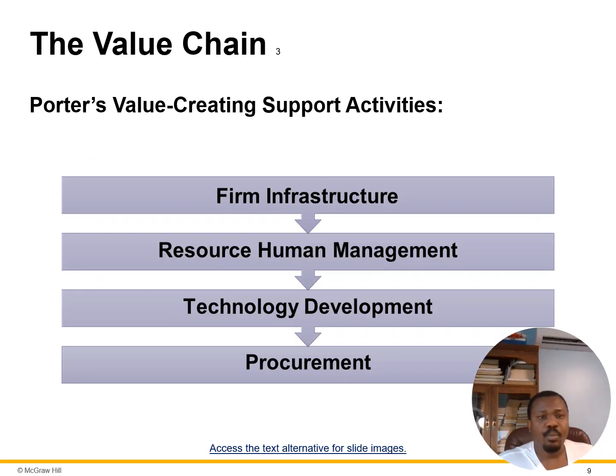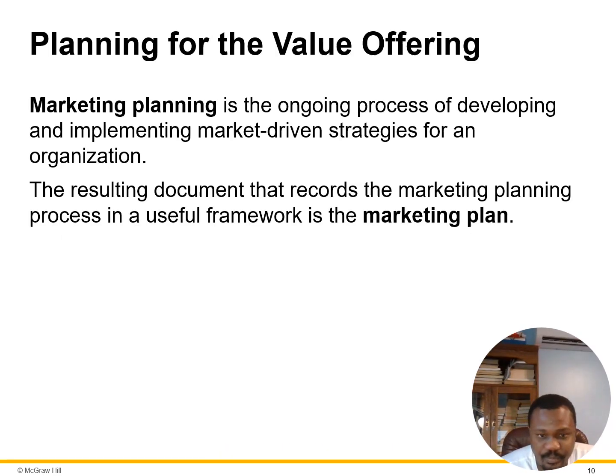Now, Porter's value creating support activities. We have the firm infrastructure, human resource management, technology development, and then procurement. So you see, the firm infrastructure is built, we bring in human resources, there's technology development, and then they go to procurement. So that is the secondary value chain according to Porter.